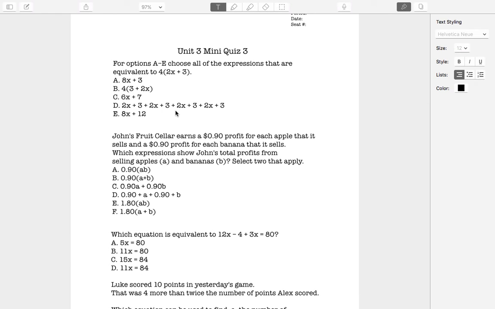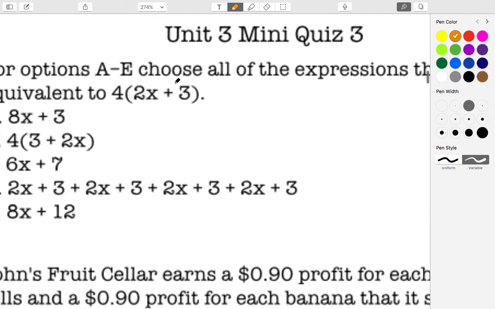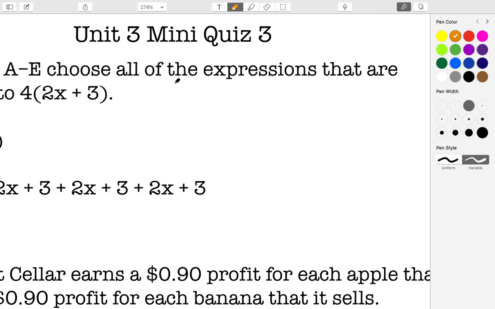Mini quiz 3. For options A through E, choose all of the expressions that are equivalent to 4 times (2x plus 3). Okay, before we even look at this, what could we do before we look at the answers? What could we do here if we see a number on the outside and then parentheses? Good, distributive property.